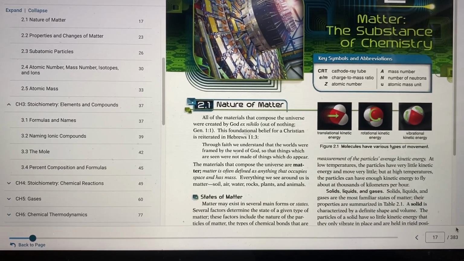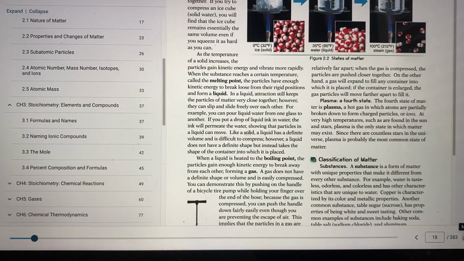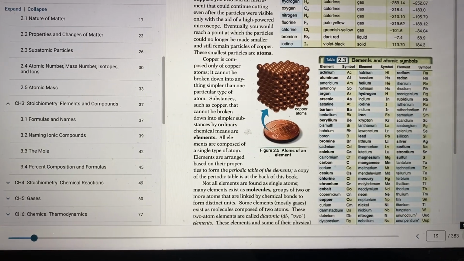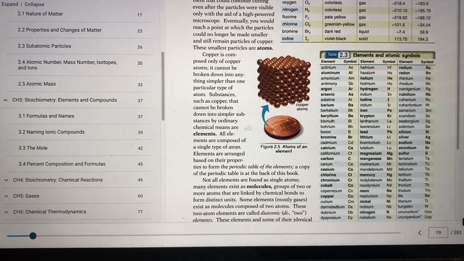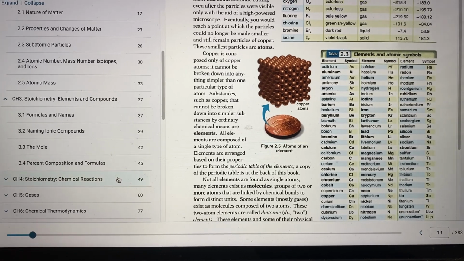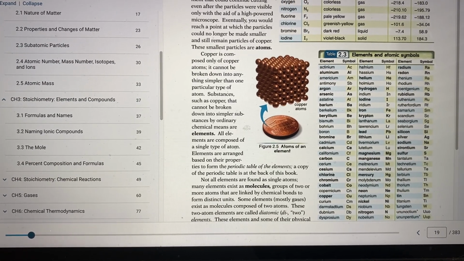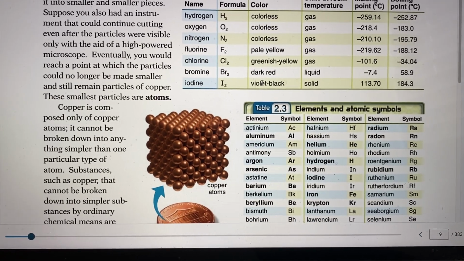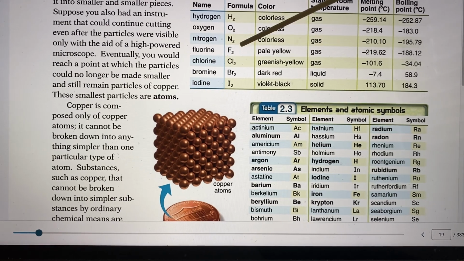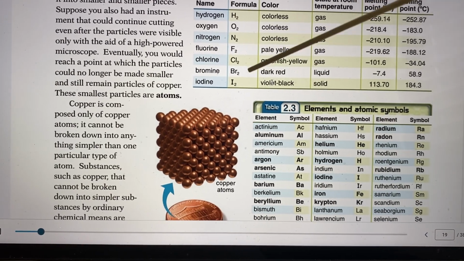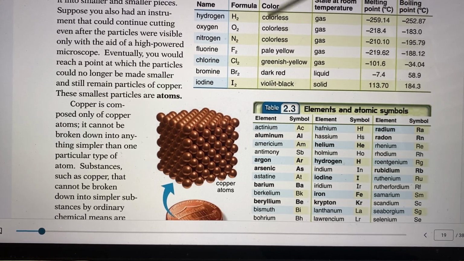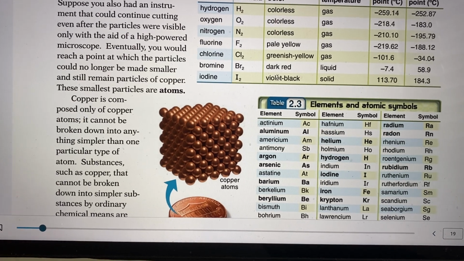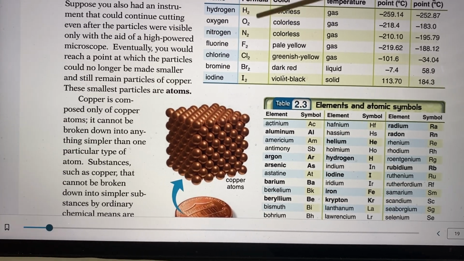We're talking about different elements here. It's on this page here. Okay, you see all these elements here? Let's make it a little bit bigger so you can see. There we go. These are all the elements you need to know. The first ones up here are hydrogen, oxygen, nitrogen, fluorine, chlorine, bromine, and iodine. You need to know these, right? This table is in here, and this is how you pronounce them. So when you see an H, you know that's hydrogen. You see an O, you know that's oxygen.